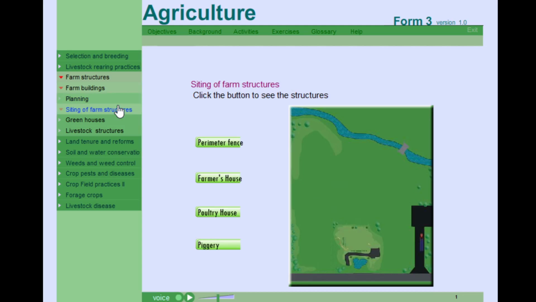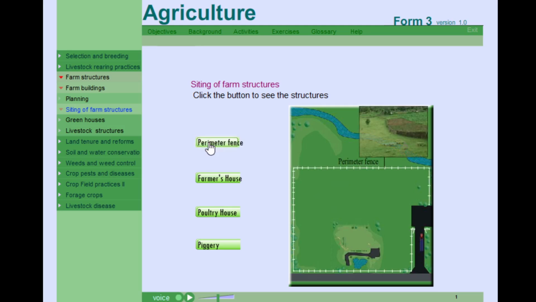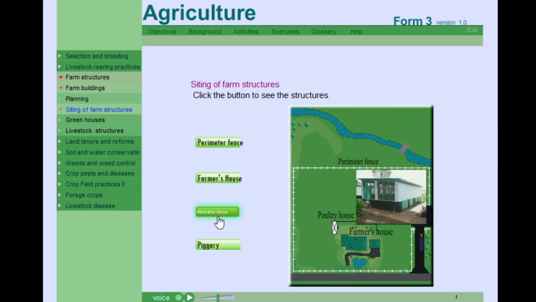Perimeter fence. The perimeter fence marks the boundary of the farm. Farmer's house. The farmer's house should be near the main road. Poultry house. The poultry house should be near the homestead to provide security for the birds.